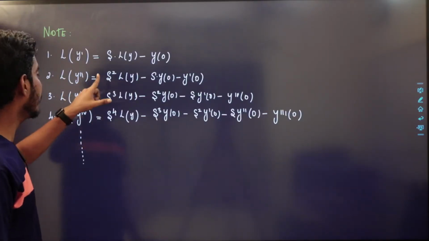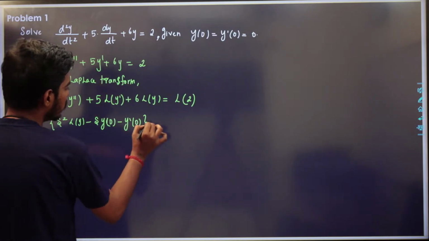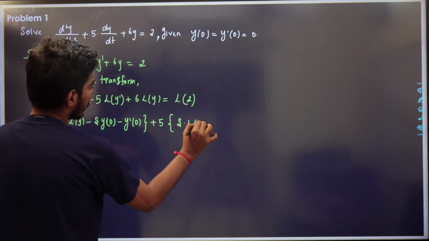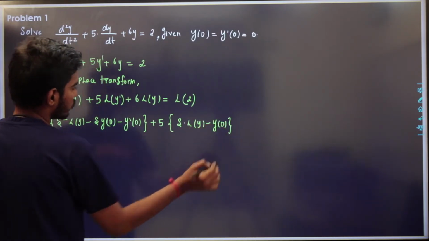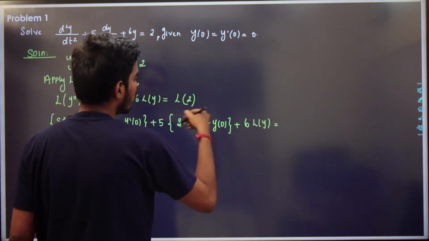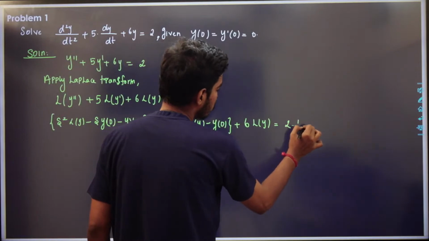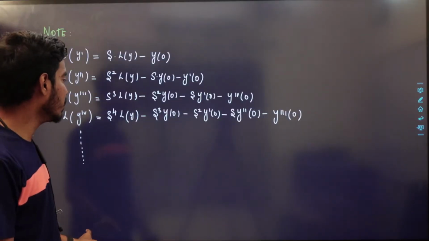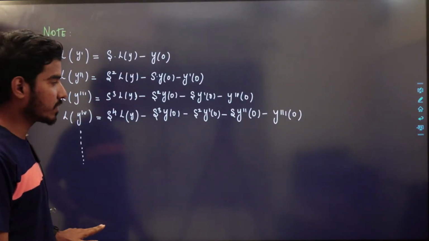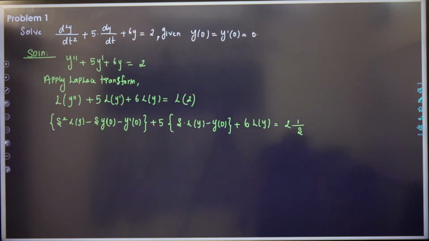So L of y double dash is s square L of y minus s into y of 0 minus y dash of 0, plus 5 into, now what is L of y dash? It is s into L of y minus y of 0, right? You just keep this L of y as it is. Now we can take 2 outside, so it will be L of 1. L of 1 is 1 by s. Laplace transform of 1 is 1 by s. These are very elementary formulas which you already discussed, right? So just go through that Laplace transform video. It will be very, very easy for you, right? Okay.